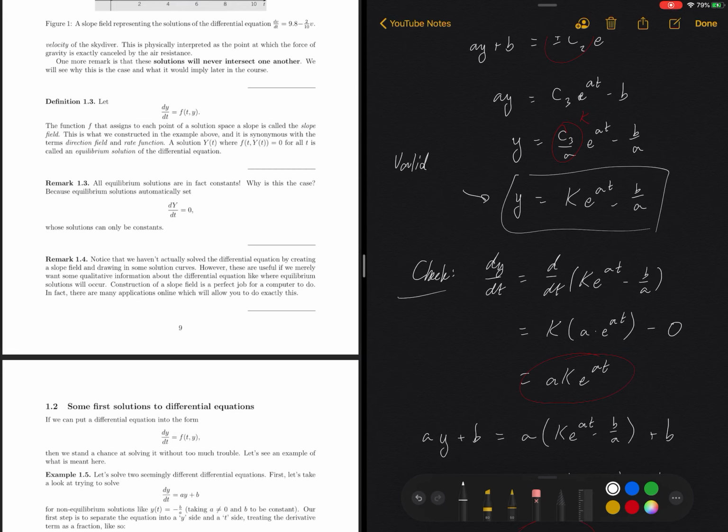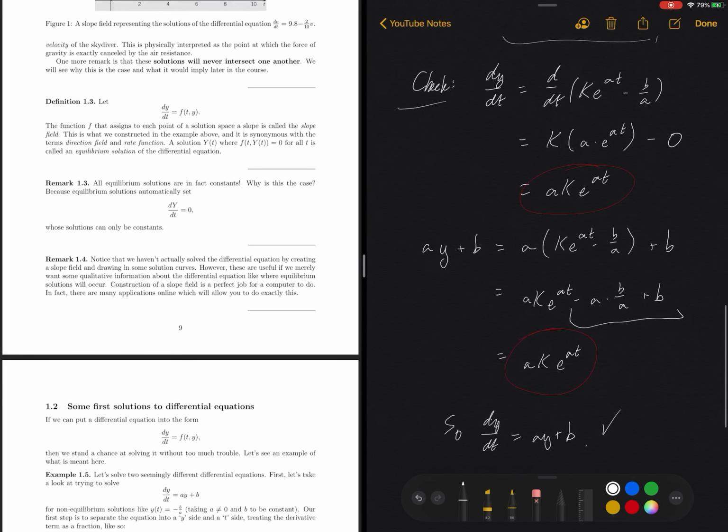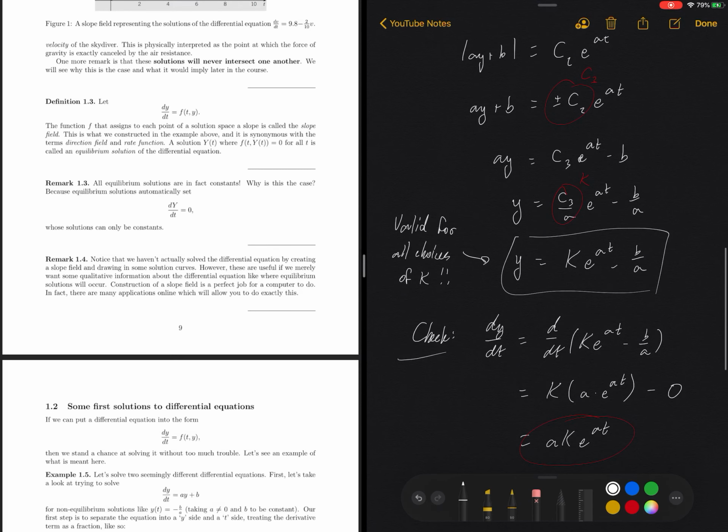And this solution is valid for all k, all choices of k. Whatever real number you want to put in place for this constant k, this y of t will be a solution to the differential equation, right? Our verification was independent of that k value. The k came along for the ride, but it didn't play any part in the solution here. It didn't skew things at all.